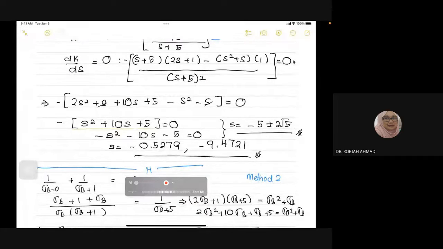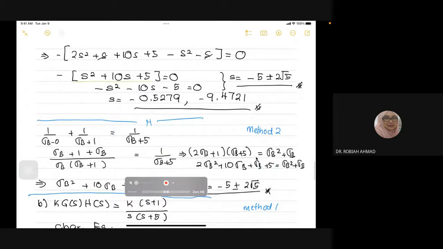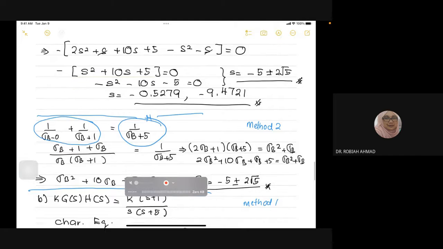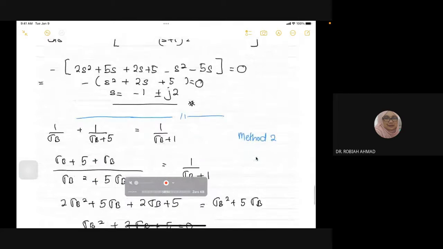Okay, kalau kita tengok yang ini, sebenarnya kalau if you do the method number 2, it will be shorter. Sebab the transfer function is very simple, so 1 over yang atas s plus 5, and then yang bawah s plus 1 kan. So kalau kita guna this method 2, the summation, this one is for poles, this one is for zeros, dia lagi cepat lah. Okay, the same goes for the second one.